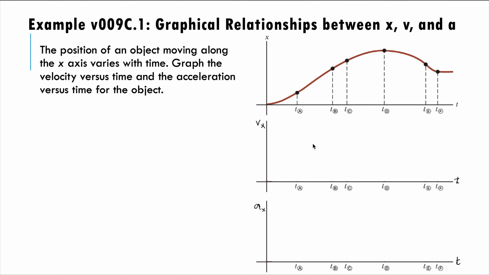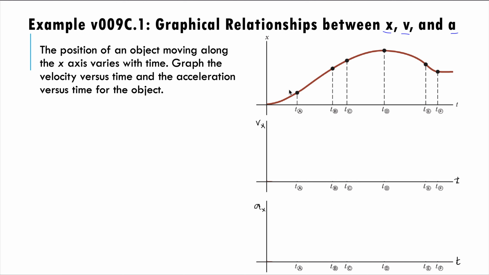So the purpose of this example is to make us understand the graphical relationships between position, velocity, and acceleration. All right, so notice that there's not going to be any numbers here. This is just going to be a qualitative example. So let's look at what happens to the position from 0 to point A here.